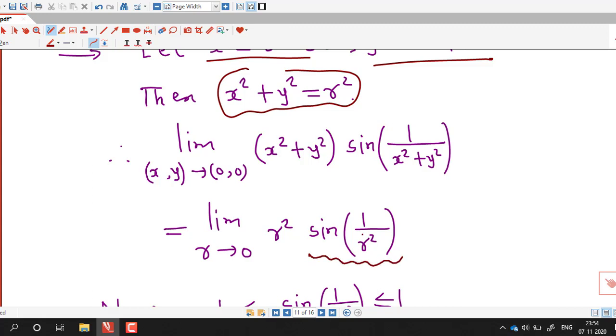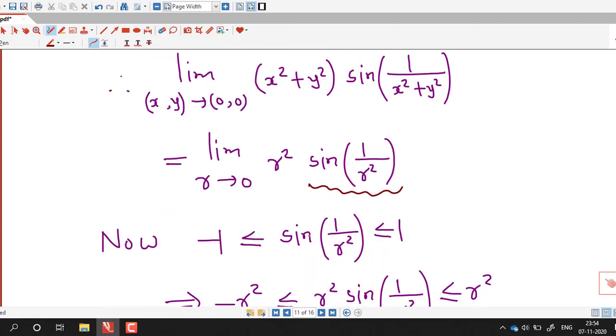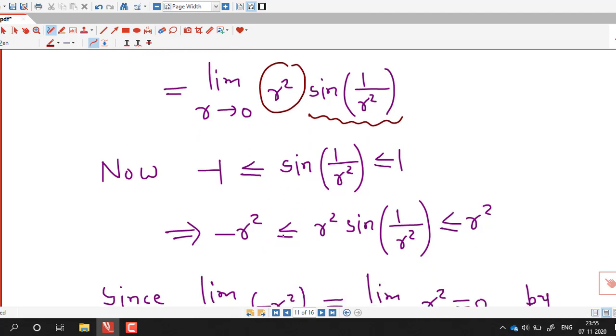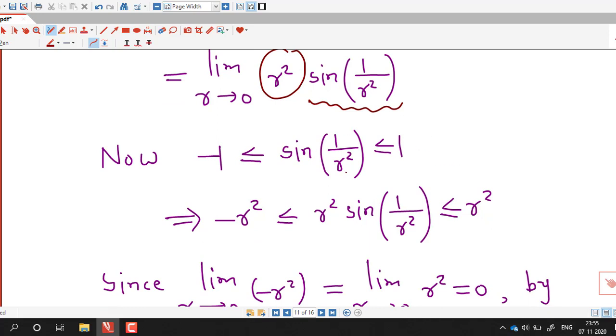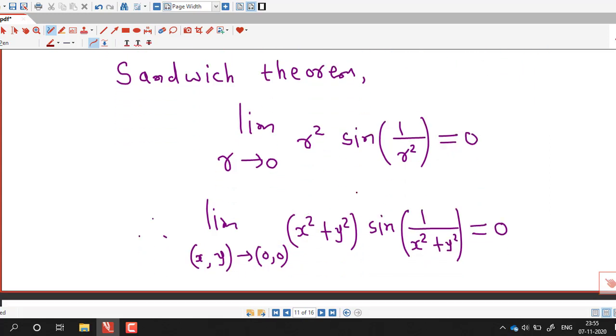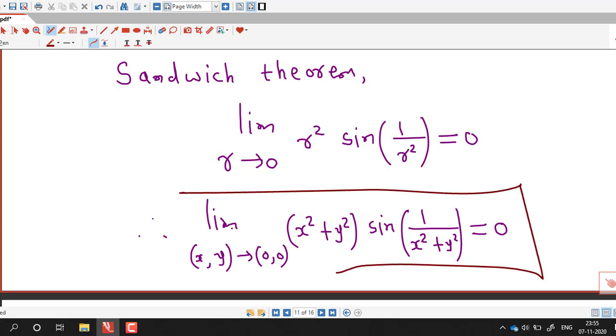Now we know that this function is always bounded. Its value is always in between minus 1 and 1. So minus 1 less than or equal to sine 1 over r square less than or equal to 1. And we have to multiply this inequality by r square. So we obtain minus r square less than or equal to r square sine 1 over r square less than or equal to r square. Now limit of r square is 0, here also 0. So by sandwich theorem, limit of this function is also 0. And then finally we replace r square by x square plus y square. So this is what we tried to prove.